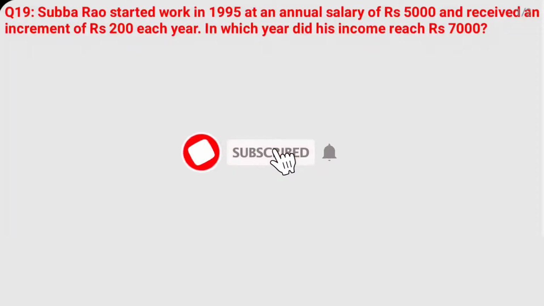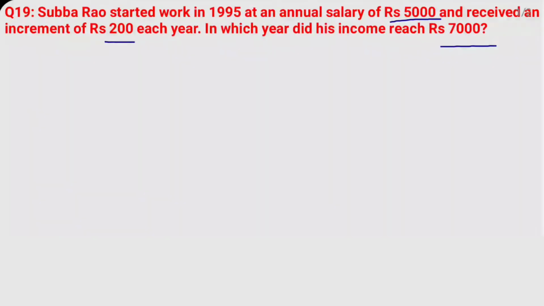Subba Rao started work in 1995 at an annual salary of Rs 5000 and received an increment of Rs 200 each year. In which year did his income reach Rs 7000? Here they have given Subba Rao's salary in 1995 is 5000 and every year he has an increment of 200 rupees. So how many years did he take to reach a salary of 7000? Is it clear? So let me solve here.